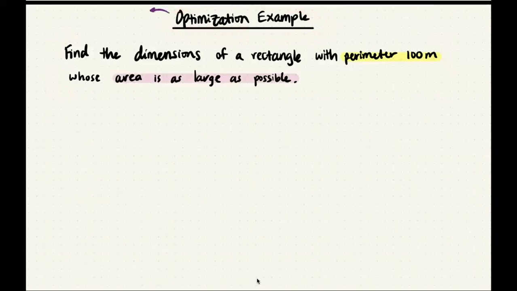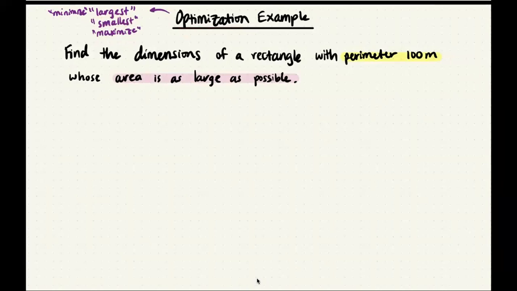So this might be language like largest. That would be the best, the biggest something could be, or maybe smallest. Maybe you want to minimize something. You see the words maximize or minimize. Anytime you see words like these that tell you something is the best at whatever it's trying to do, whether that's the smallest or the largest, you're going to look for optimization techniques.